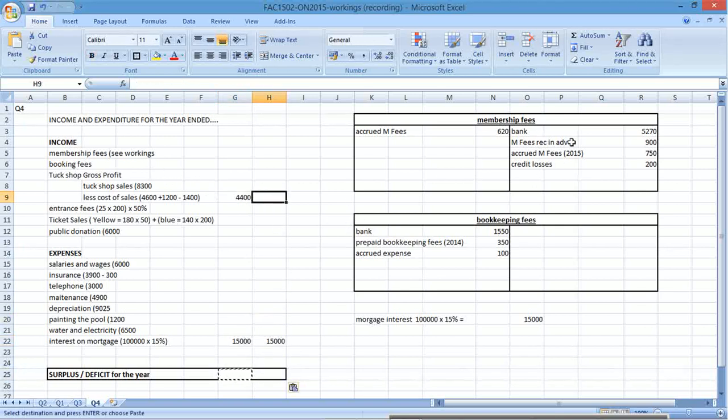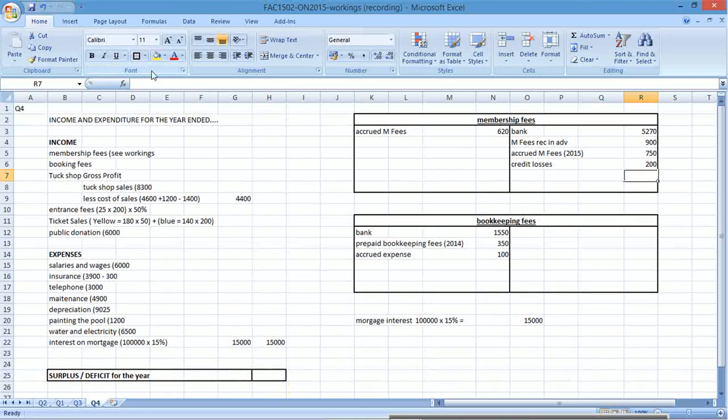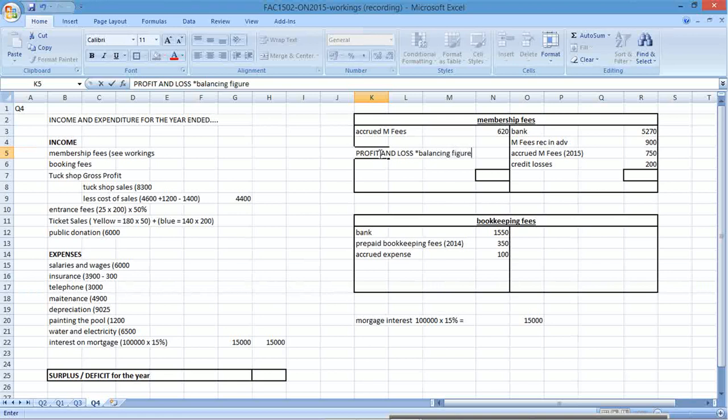Okay, so tuck shop working. I need to just balance this off. I'm going to have profit and loss. That's the balancing figure. The balancing figure equals the sum of all of this, this minus that. 6.5. 6.5 will go here.